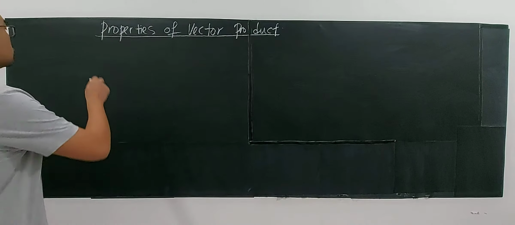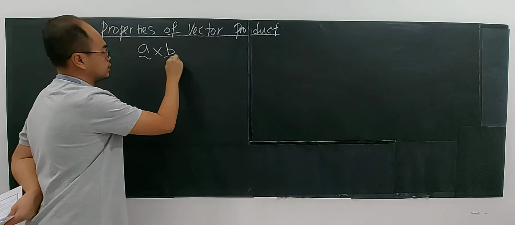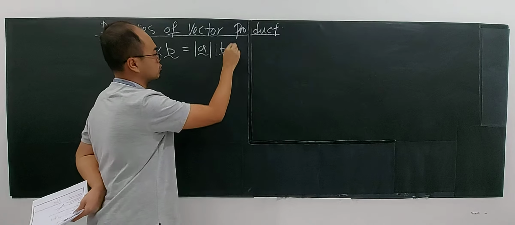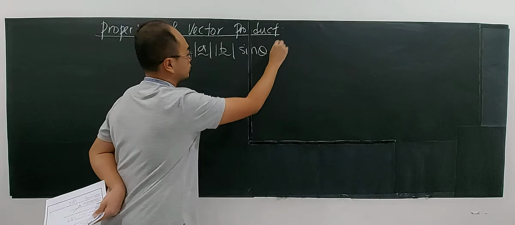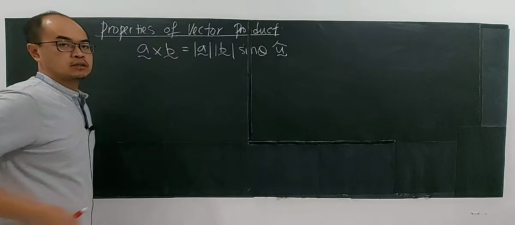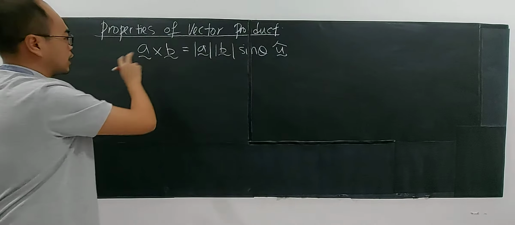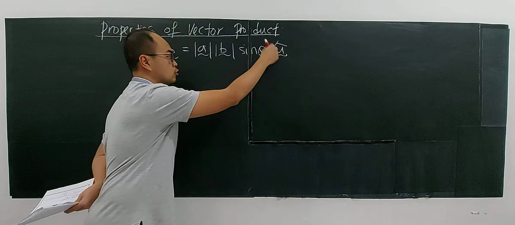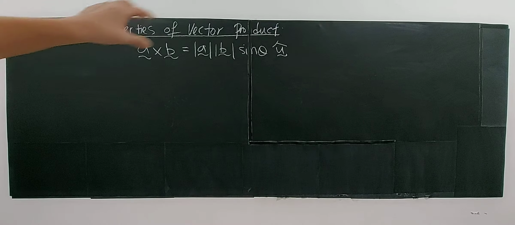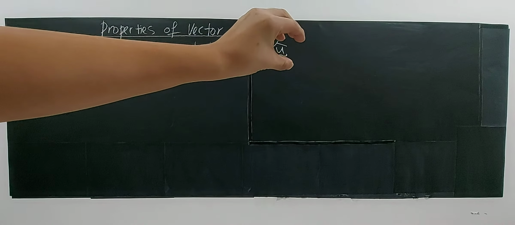That's very important. The first thing we have to remember is that the cross product, or vector product, is defined as A cross B equals the magnitude of A, magnitude of B, sine theta, multiplied with a unit vector in the direction of A cross B. This unit vector tells you the direction of A cross B. It's a vector product, you are producing a vector.